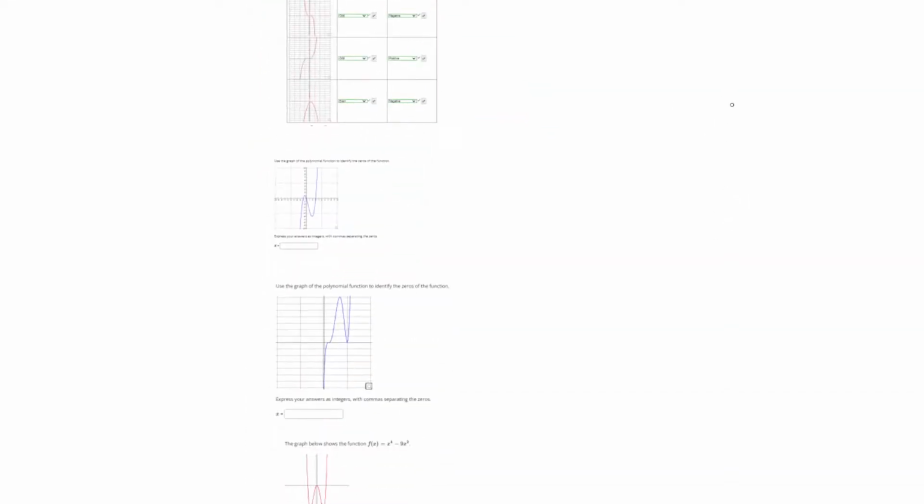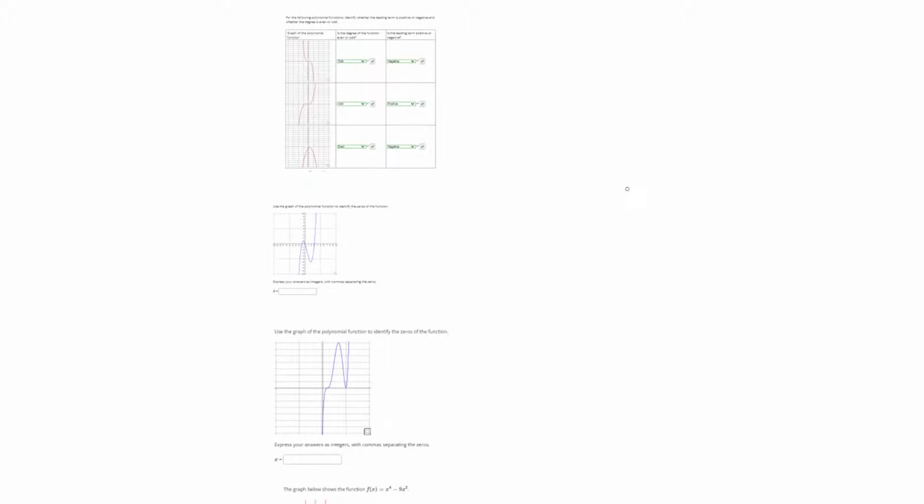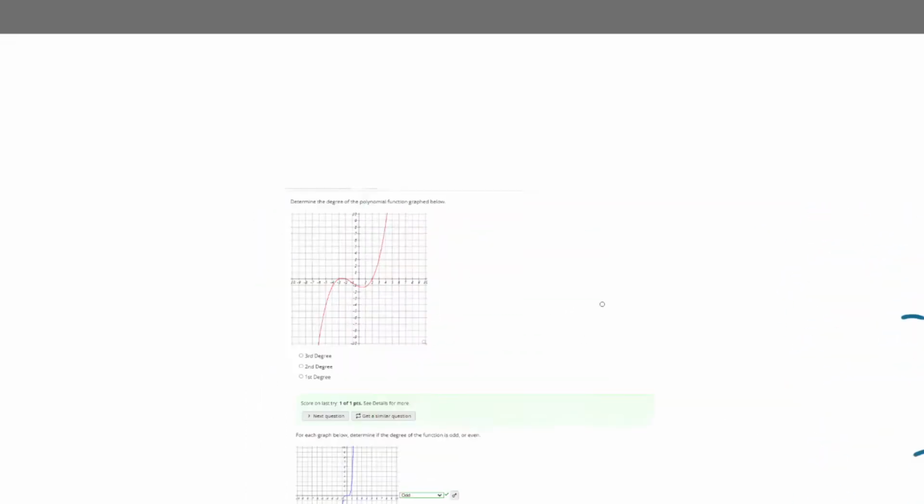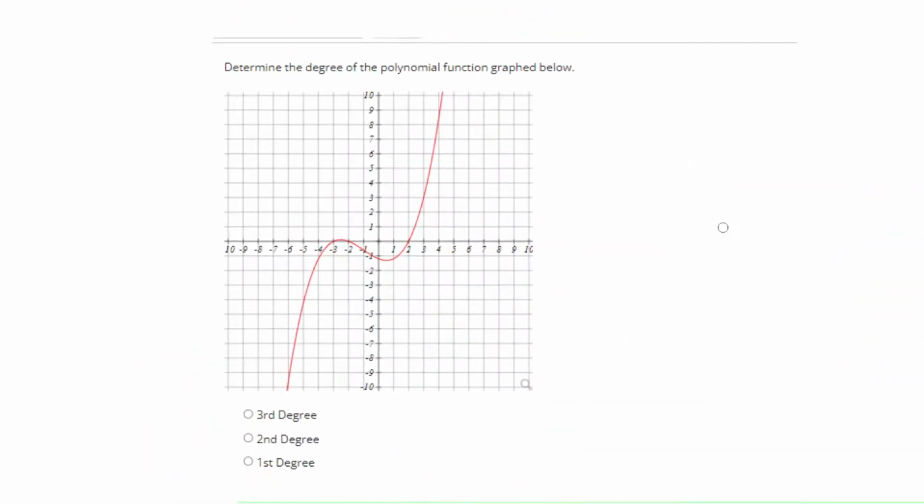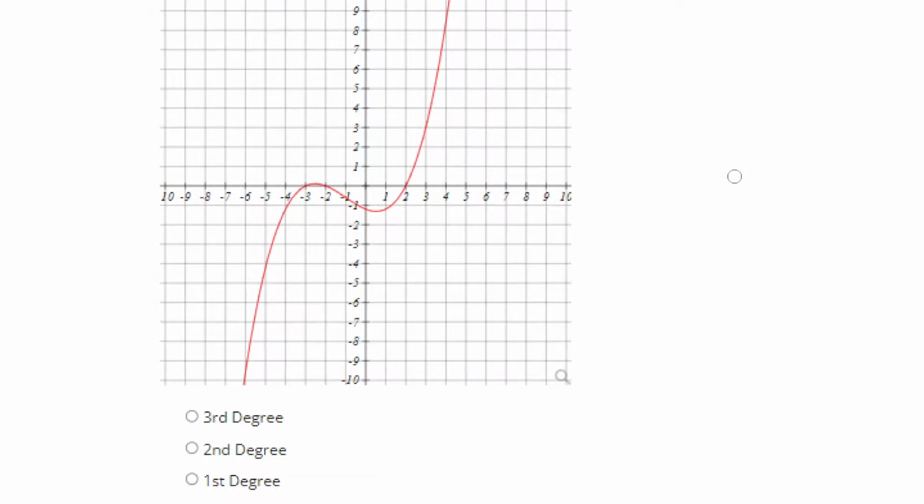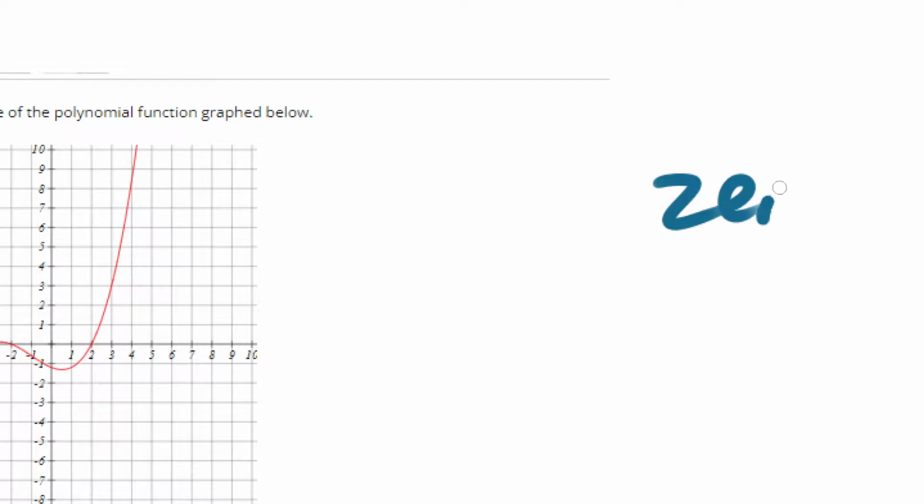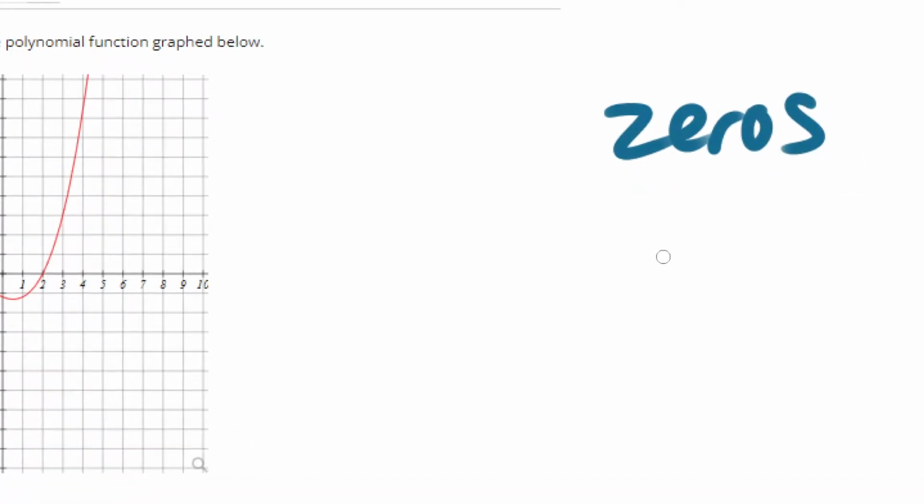Let me see if there's anything else I need to mention. I believe that covers it. So we'll just go into some of the examples from Lumen. This one is asking us to determine the degree of the polynomial function graphed below. Oh, one thing to mention, zeros of a function is where it hits on the x-intercept, basically the solution, when y equals 0.